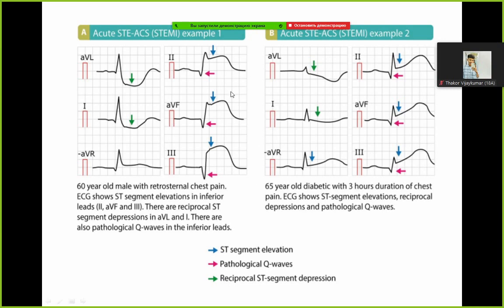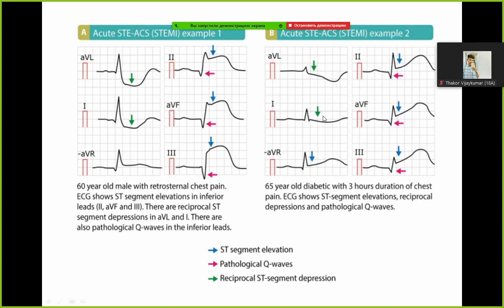The first example: 60 years old male with retrosternal pain, and ECG shows ST segment elevations in inferior leads. It means the second standard lead, aVF, and third standard lead, with appearance of pathological Q wave, and very important idea, with depression of ST segment in aVL and the first standard lead. It is called reciprocal ST segment depression.